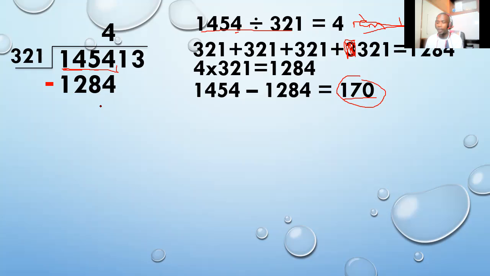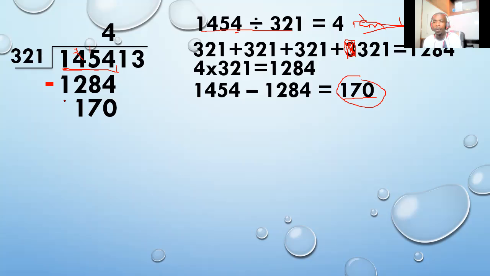So if we subtract, what do we get? We write the 170. Do you see that? Because we are subtracting 4 minus 4, 0. We borrow a 1 from here. We make it 15. 15 minus 8, 7. Here we are left with 3. Then 13 minus 12, 1.